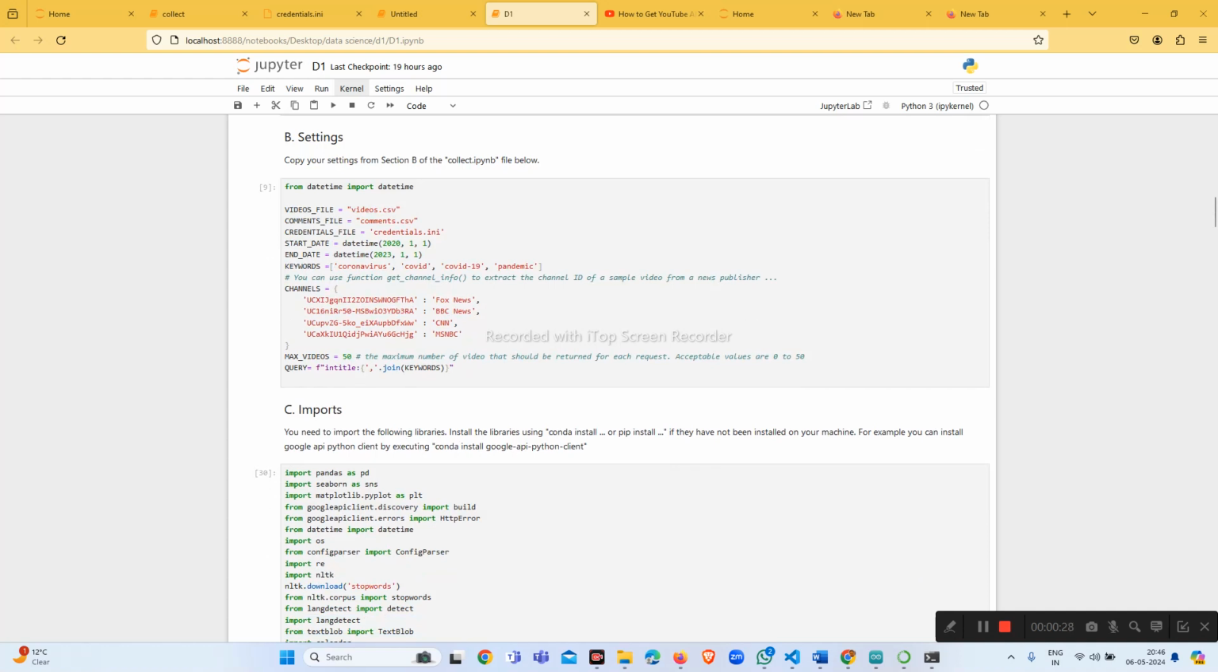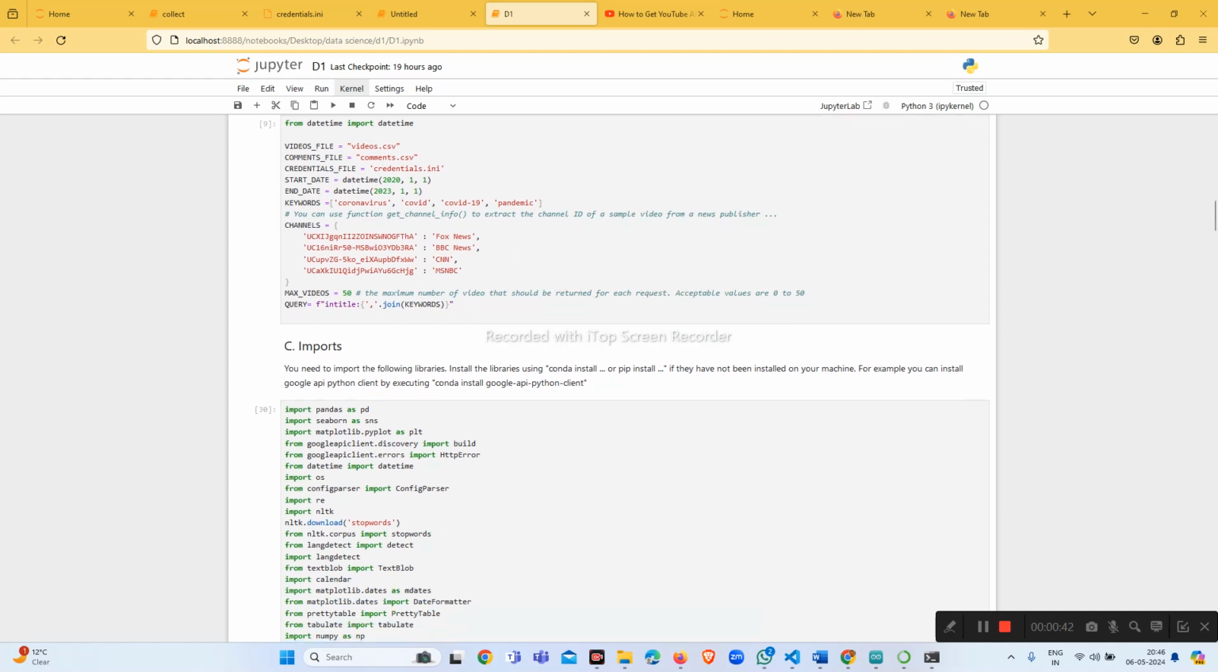This code establishes parameters and variables to collect and analyze the COVID-19 related data from major news channels on YouTube, defining file names, credentials, date range, keywords, channel IDs, and maximum video limit for the retrieval.